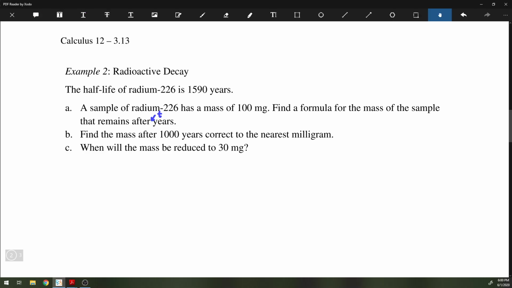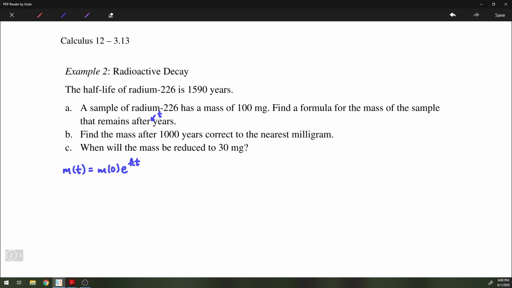Okay. So again, we know that with radioactive decay, the formula that we saw earlier applies. So this would be m of t is equal to m0 e to the kt power. Because, of course, the rate of decay is dependent on the size of the sample remaining.